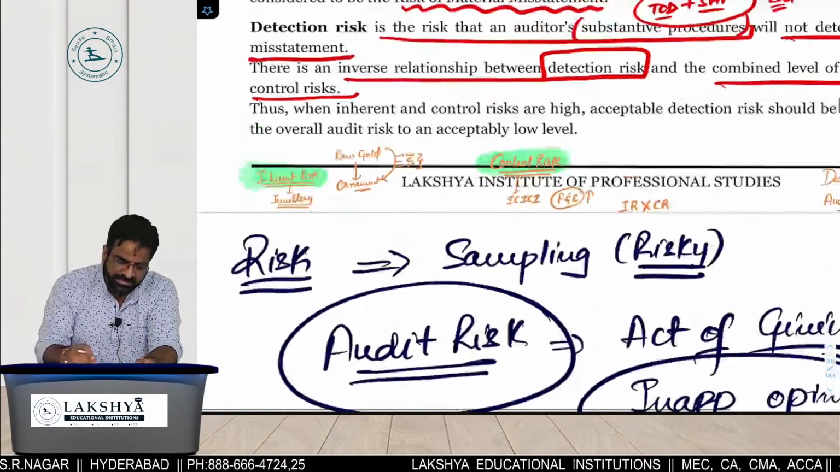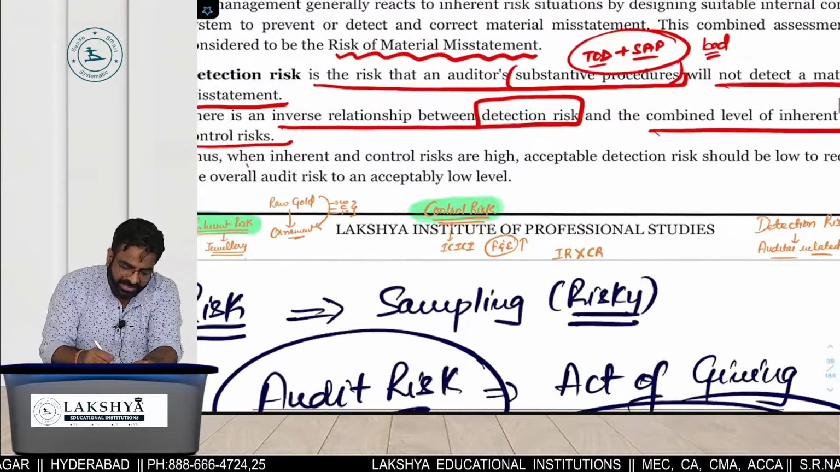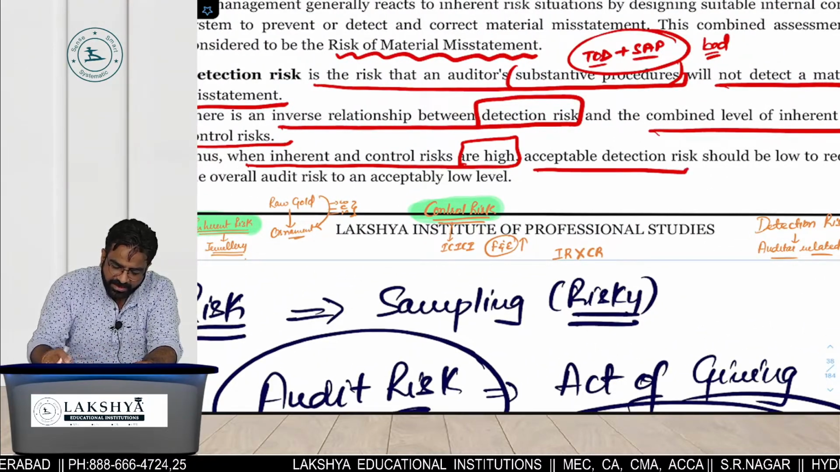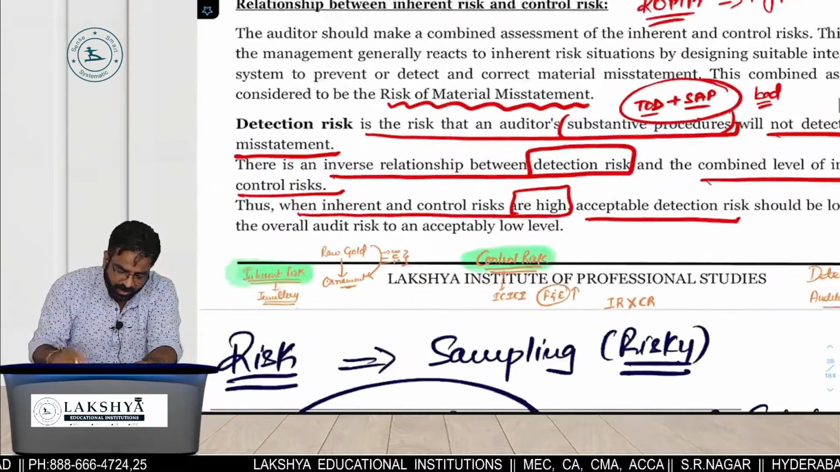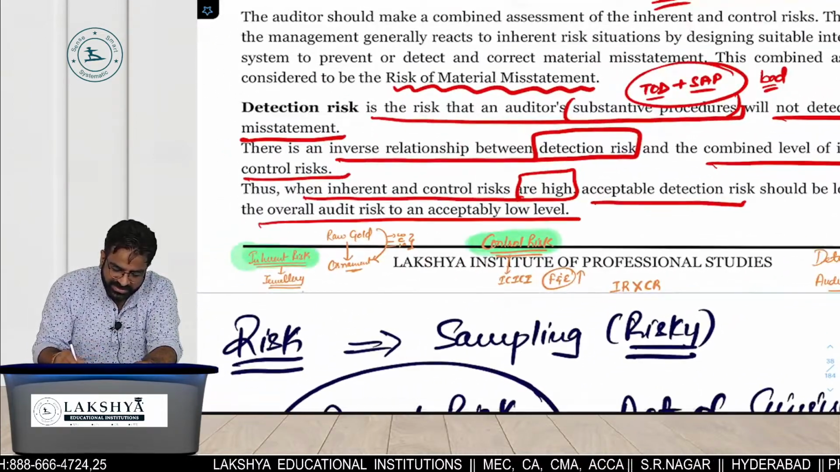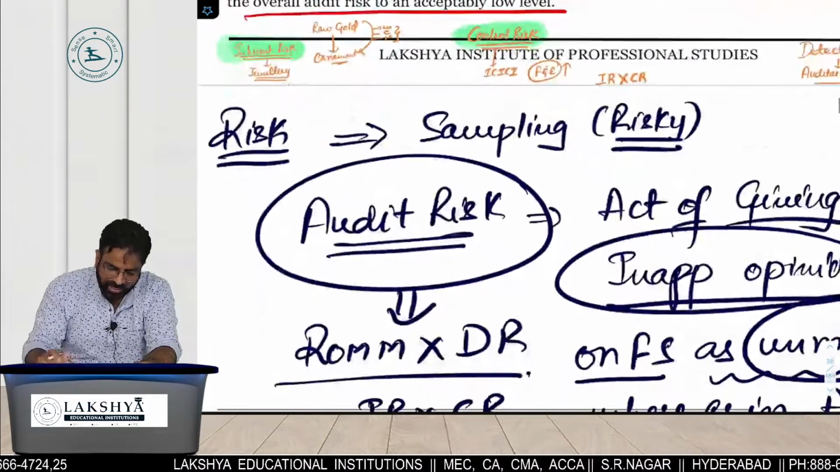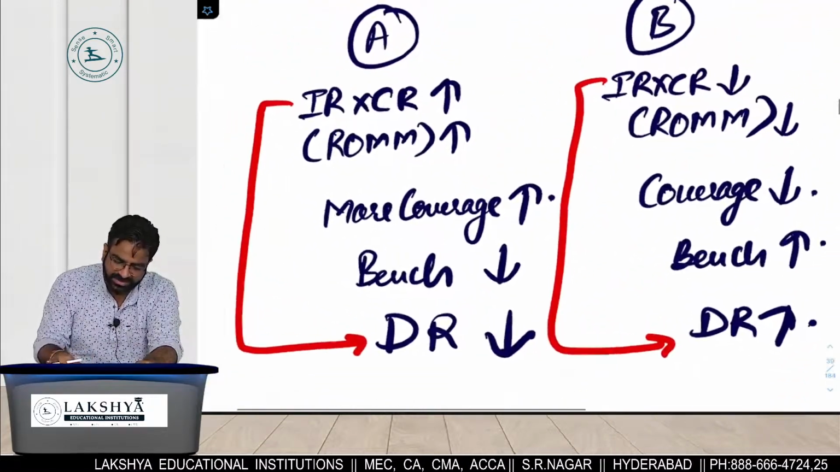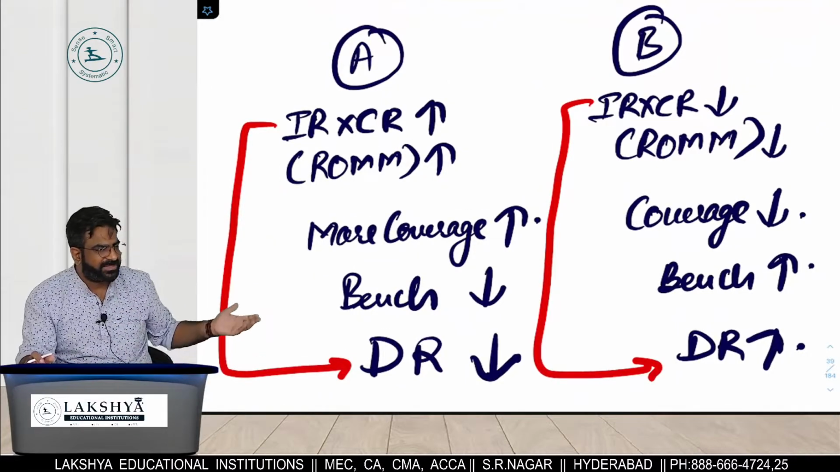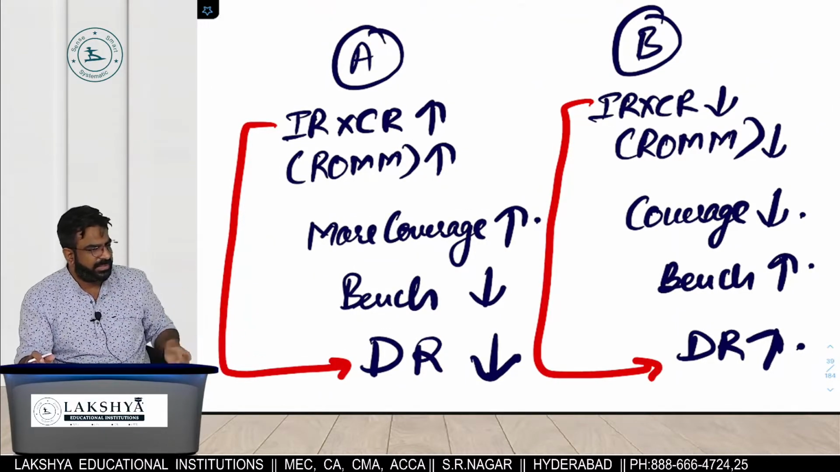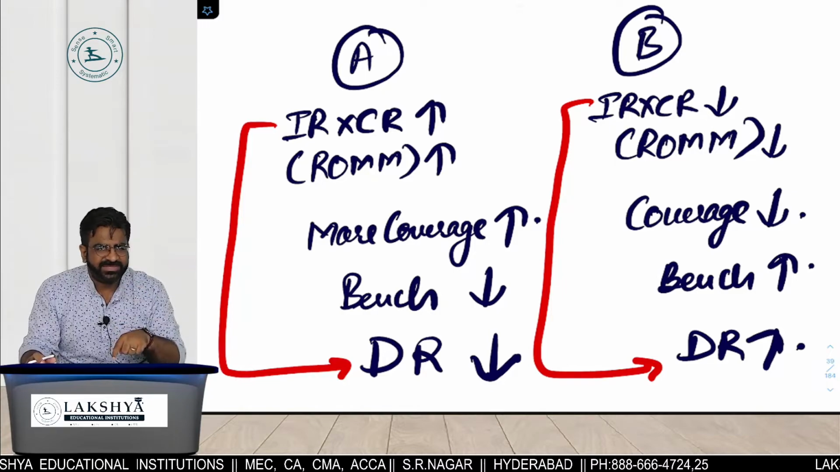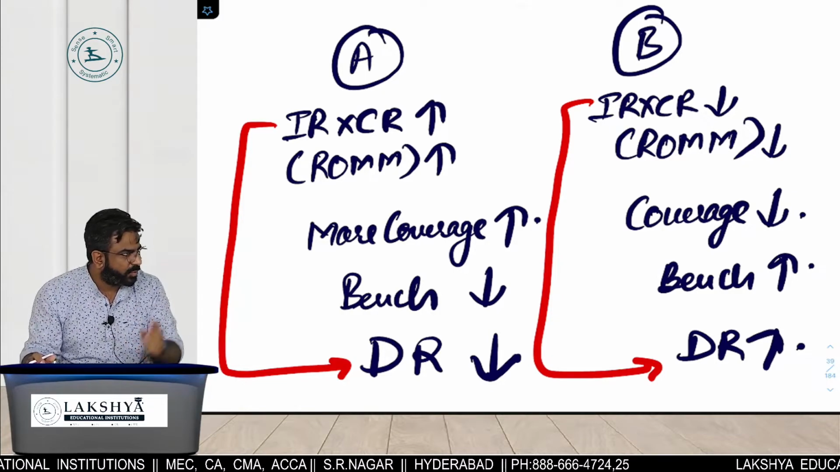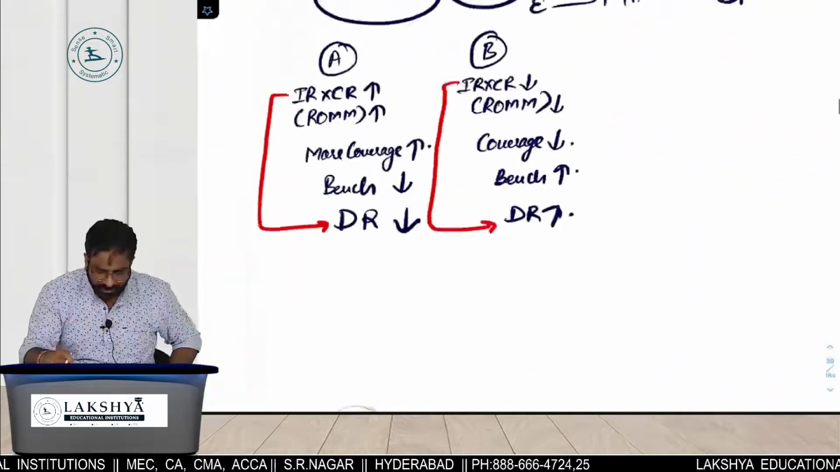Thus, look, here also it is written: when the inherent risk and control risk are high, acceptable detection risk should be low, to reduce the overall audit risk to an acceptably low level. I told you in a different way. So if you want, you can take a snapshot of this to write as an example, or if you have understood it, it's fine. This book is already there in your link also, so all the things will be automatically updated.